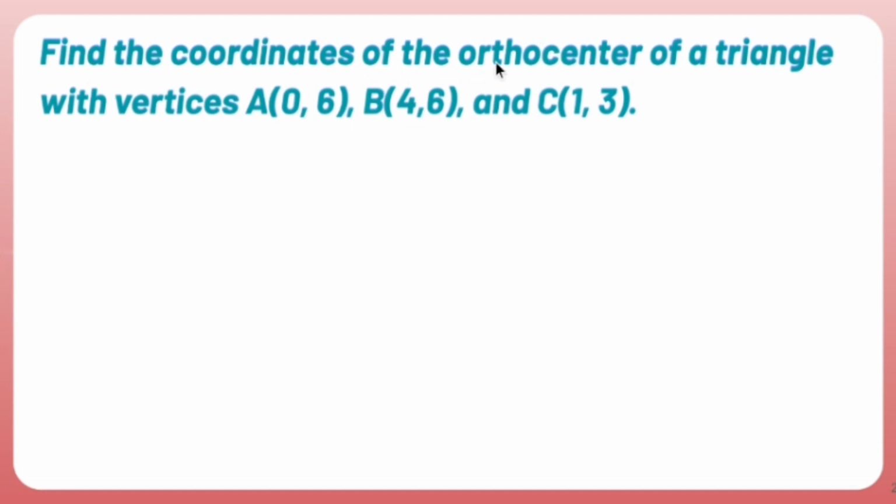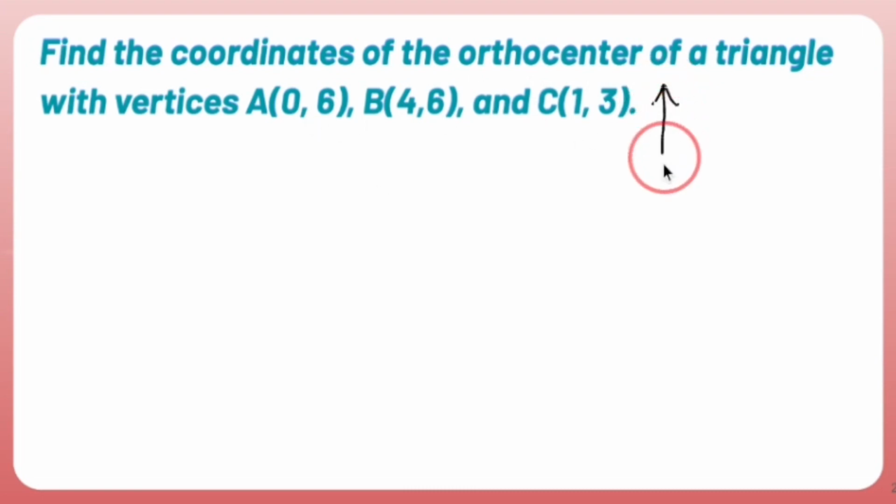Find the coordinates of the orthocenter of a triangle with vertices (0, 6), (4, 6), and (1, 3). I know what you're thinking. Orthocenter, isn't that where I go to get my braces tightened? No, that's the point where the three altitudes of a triangle intersect.